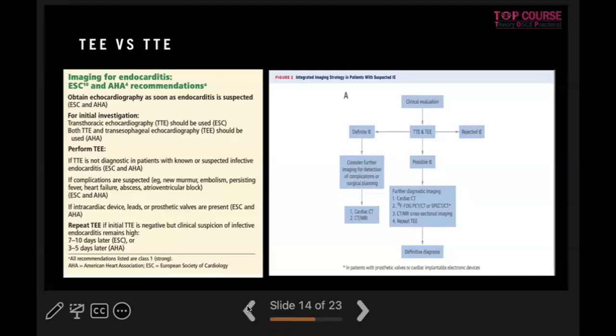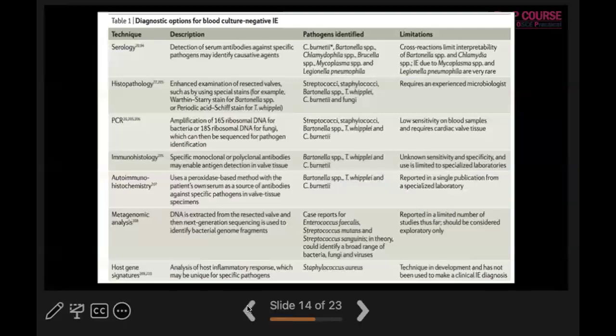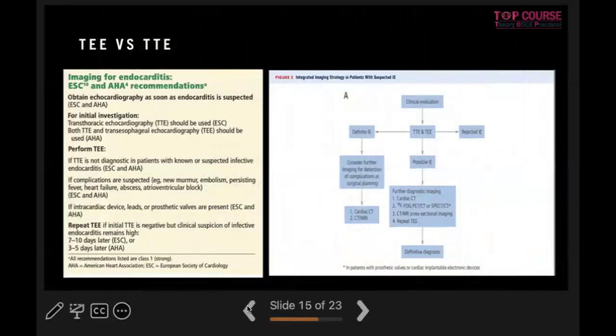And then once it is a possible infective endocarditis, you can go ahead with the other CT imaging to rule out the complications as well as to confirm the definitive diagnosis of infective endocarditis. And in some cases, a repeat transesophageal echo, or transthoracic echo, should be done if the patient is having persistent symptoms of endocarditis after 7 to 10 days with respect to European guidelines, or after 3 to 5 days with respect to American guidelines.